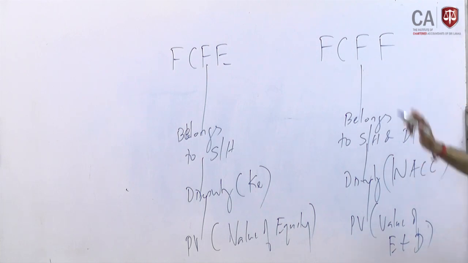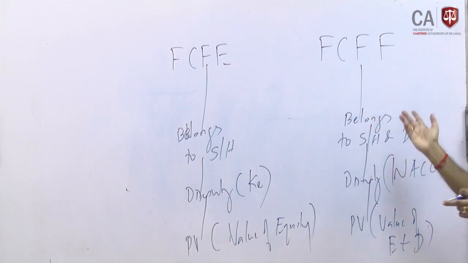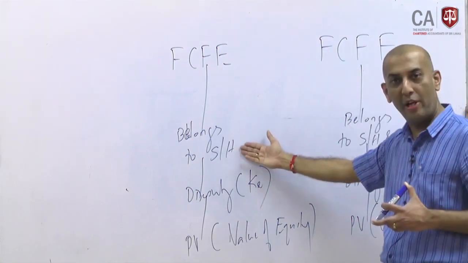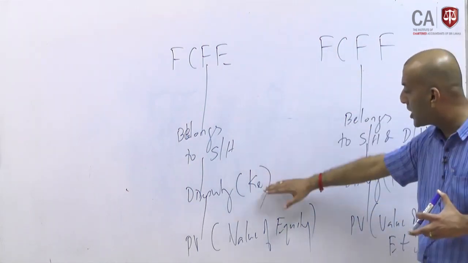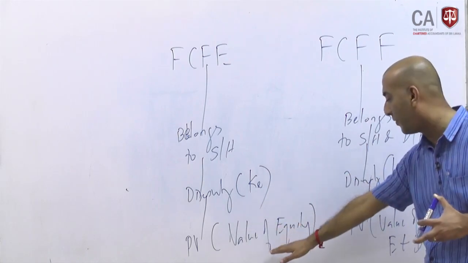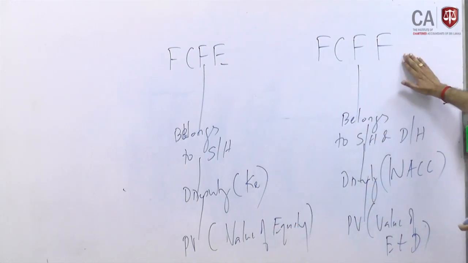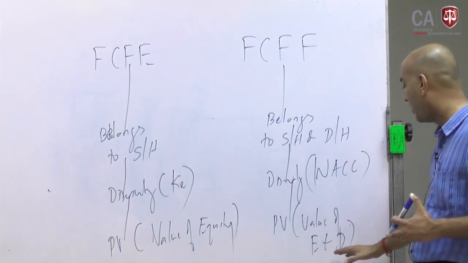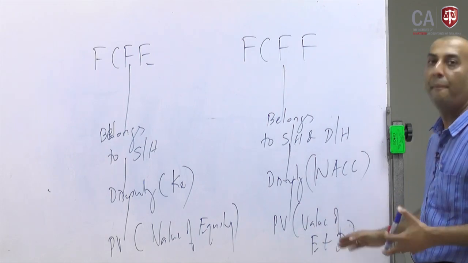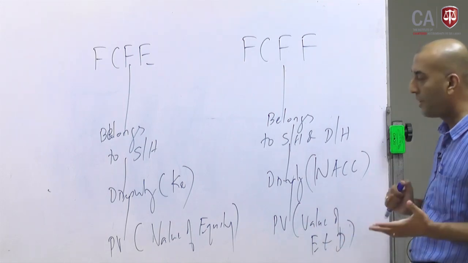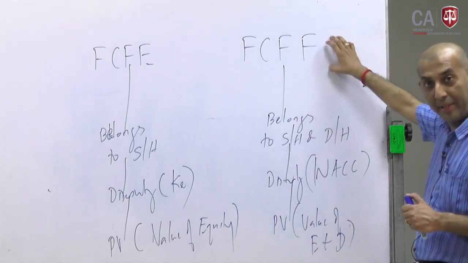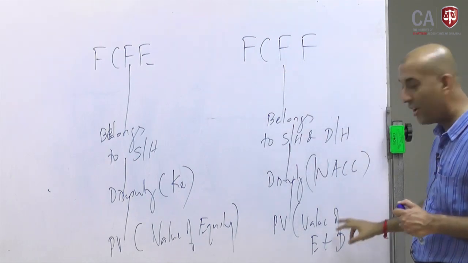So please note, there are two types of cash flow we can look at under free cash flow: free cash flow to equity and free cash flow to firm. Free cash flow to firm belongs to the shareholders and debt holders. Free cash flow to equity only belongs to shareholders. So you discount using cost of equity and get the market value of the equity. Firm cash flow belongs to shareholders and debt holders, so you discount using WACC and get the present value, which is the value of equity plus debt. So there are two types of cash flow, and based on that you can calculate the value.